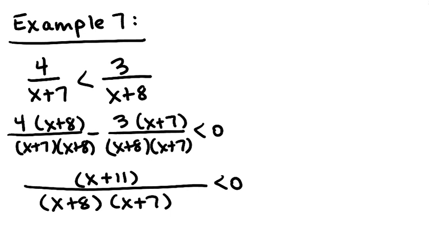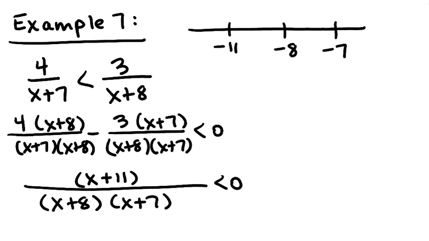And just like always, I'm going to make my number line. I'm going to put -11, -8, and -7. And so I'm just going to choose values like -20. And so I'll have negative, negative, negative. 3 negatives makes negative. Something between -11 and -8, let's say -10.